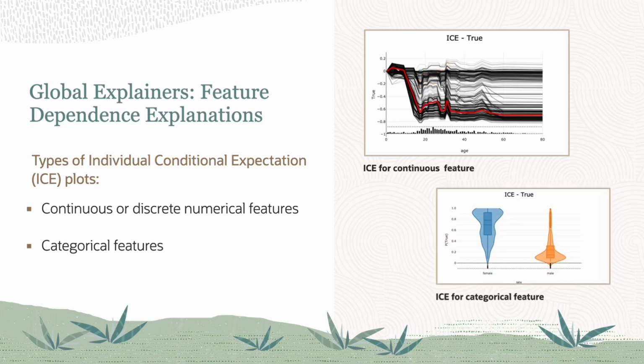Again, for the categorical feature, this is an example of a violin plot. You can see here the x-axis shows the different values for the selected feature, again in this case female and male, and the y-axis shows the predicted target value.